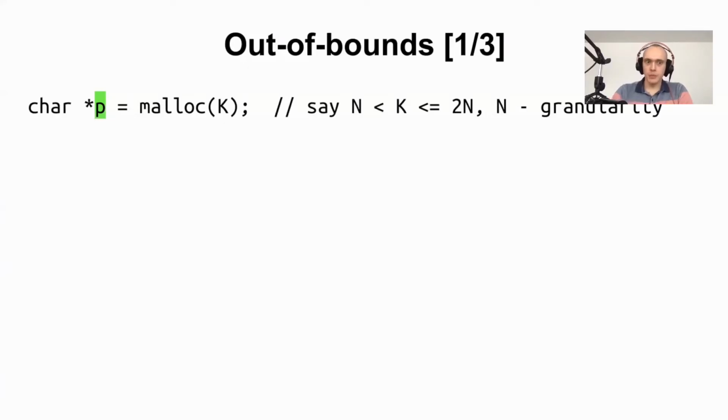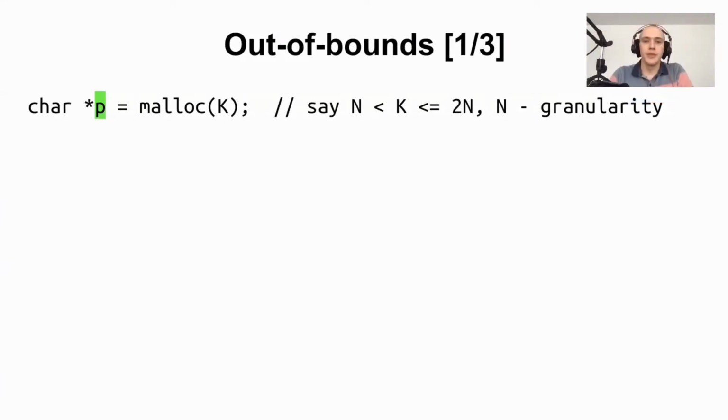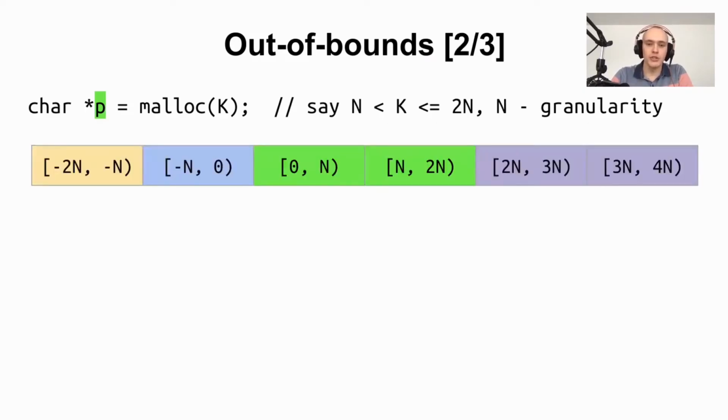So here's a small example. Let's say we are allocating k bytes, and n is our granularity. And let's just say that k is actually more than n, which means that it's not enough to have one granule to hold k bytes, but it's enough to have two.